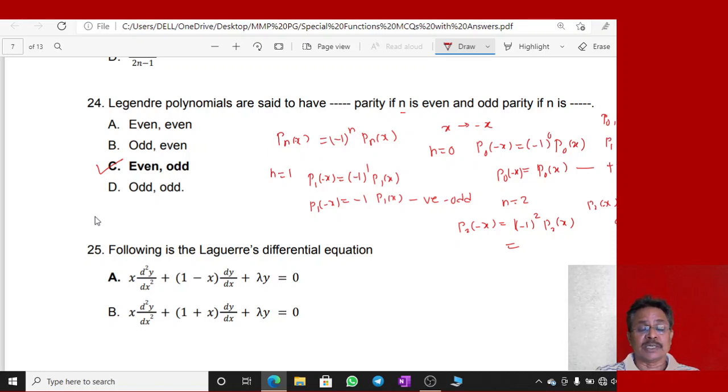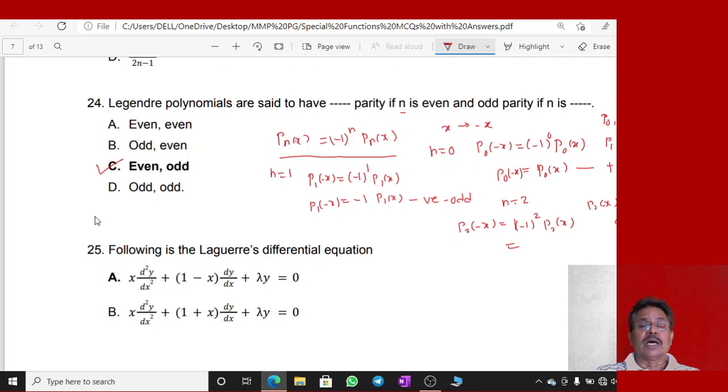So read once again the statement. Legendre's polynomials are said to have even parity if n is even and odd parity if n is odd, and therefore as we have seen in this example, P1, P3, P5, P7 etc., all odd Legendre polynomials have odd parity or negative parity, and for even n, all such polynomials are supposed to have positive parity, and the condition we are going to use here is this: Pn of minus x is equal to minus 1 raised to n into Pn of plus x.